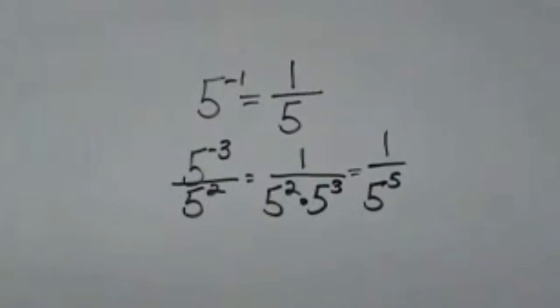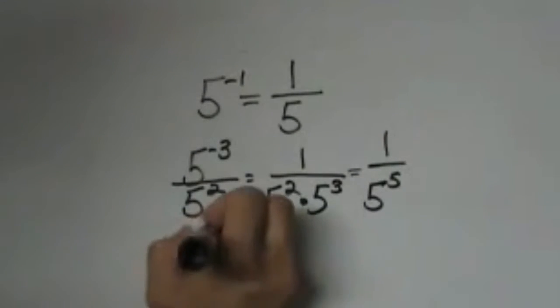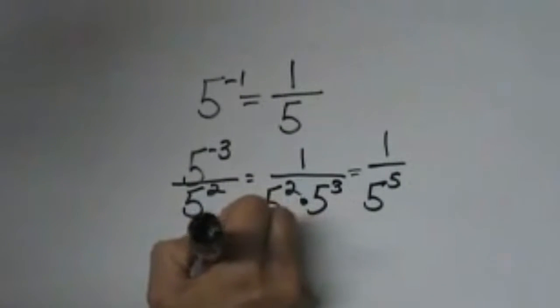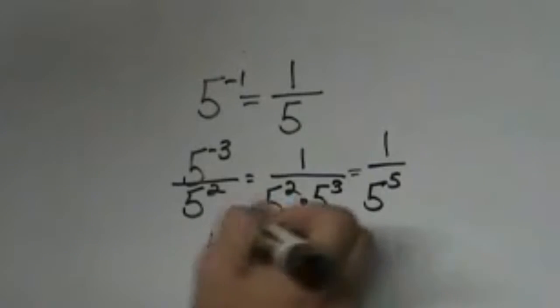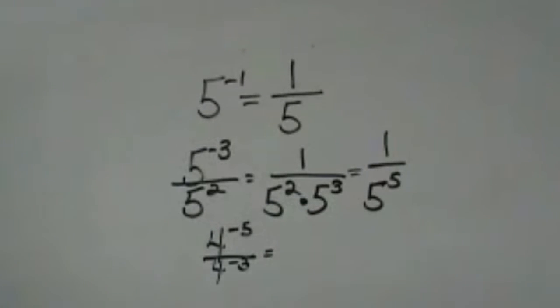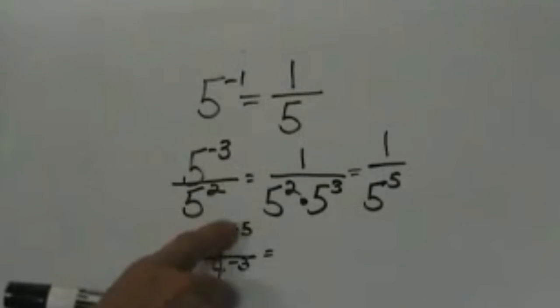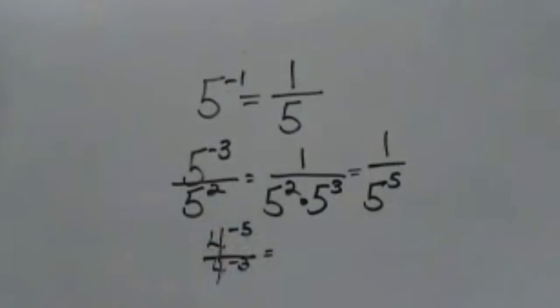Okay, so now let's look at one that has both sets of negatives: 4 to the negative 5th over 4 to the negative 3rd. Okay, we can actually do this one a couple different ways. When you are dividing like this, you can subtract the exponents or you can move and then just simplify.